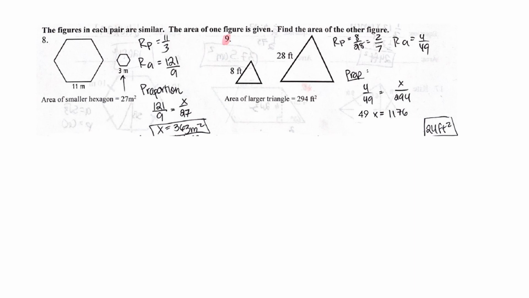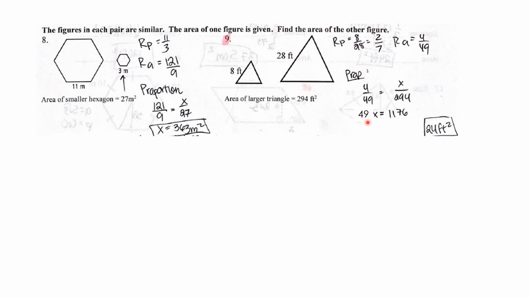On number 9, same idea. So I don't know that these are regular. I don't know any angles. I don't know anything. So I'm just going to use my ratio of the perimeters here because I know that they're similar. So my ratio of perimeters simplified turns into 2/7, which squared gives me 4/49 for the ratio of my areas. So for my proportion, I'm going to do 4 times 294 and then 49 times x.